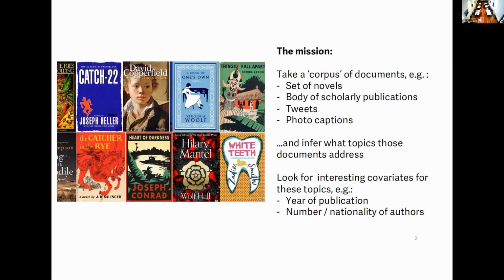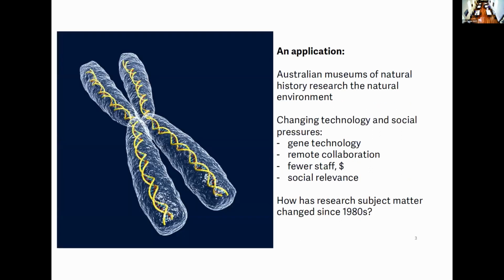So amongst those novels, you can see the earliest was David Copperfield in the 19th century. Some of them were written very recently, like Wolf Hall, Song of the Crocodile. So are we seeing changes in subject matter that relate to, say, the year of publication, for instance, or maybe the nationality of the authors? But we weren't looking at novels, we were looking at the research output from Australian museums of natural history.